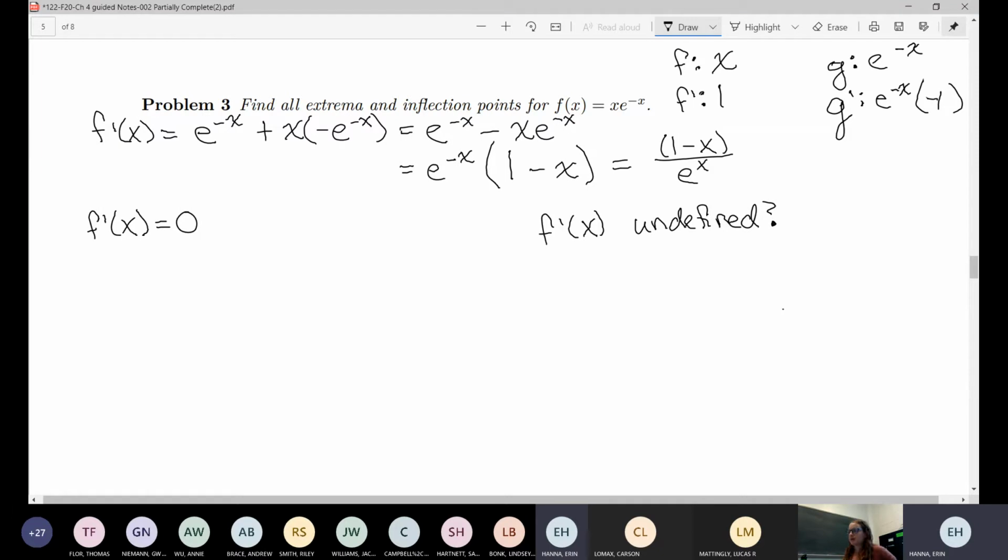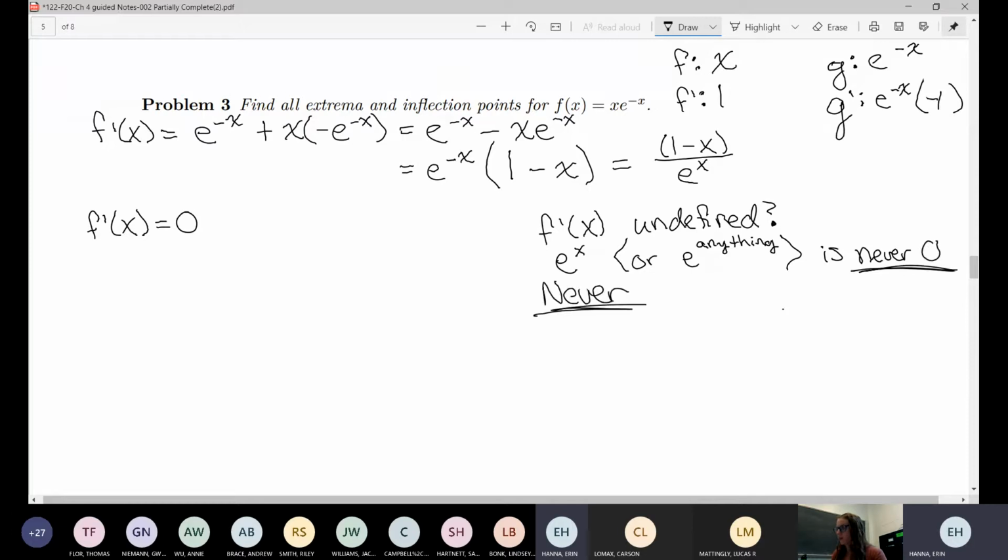So let me talk about undefined first, because that's kind of the easier one. Well, maybe not easier, but I will tell you that e to the x, or e to the anything, is never 0. So this function is never undefined. That's actually one of the really nice things about e to the something: it's never going to equal 0, so it's never really going to give you anything of use.